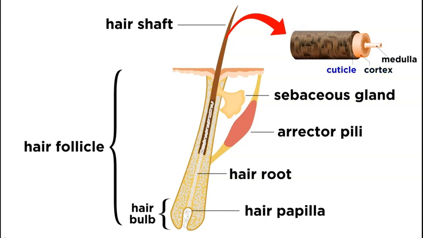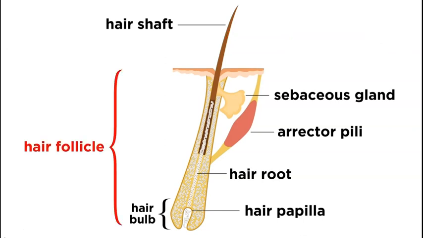And lastly, there is the cuticle, which is a single layer of overlapping cells, the most keratinized cells in the hair. As for the follicle the hair sits in, this also has some structure to it. In general, a hair follicle is a pocket that folds down from the surface of the epidermis down into the dermis, about 4 millimeters below the surface.